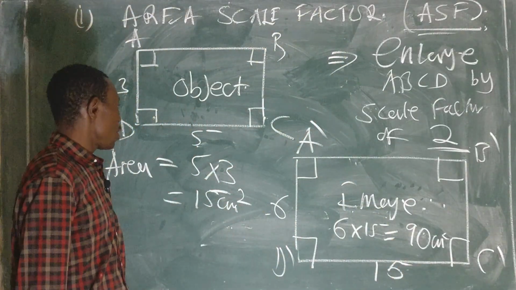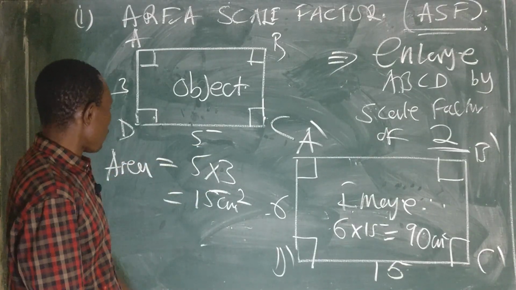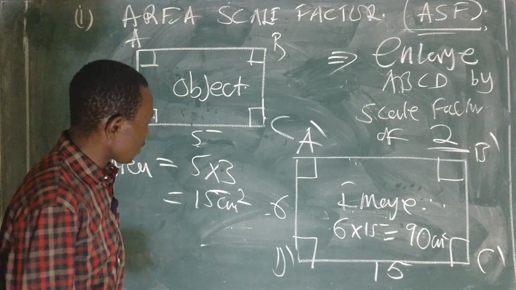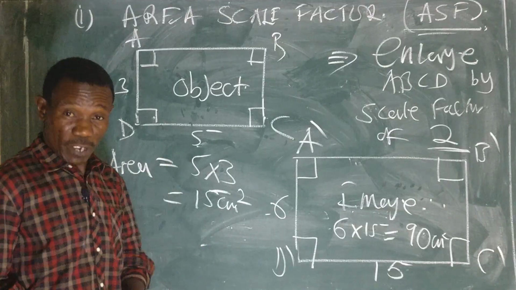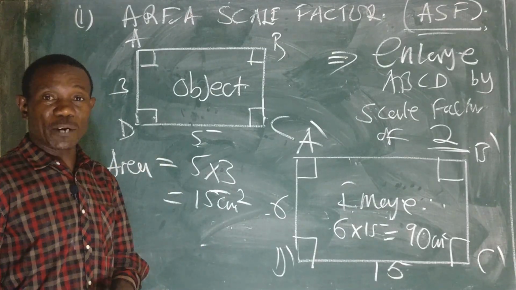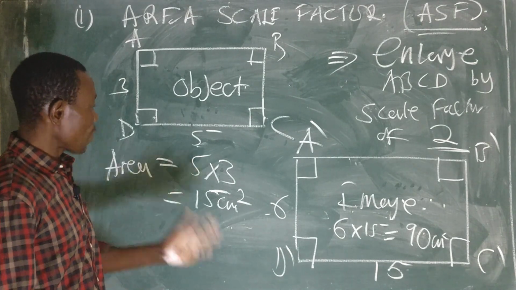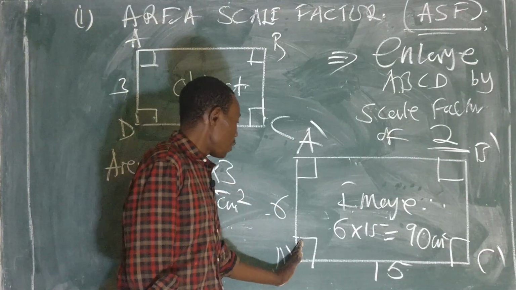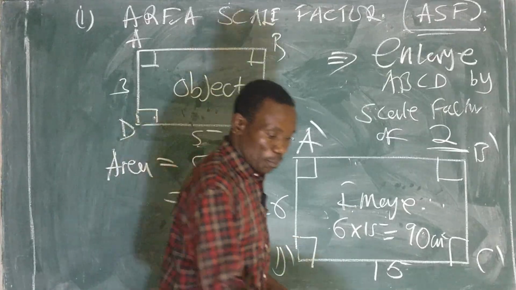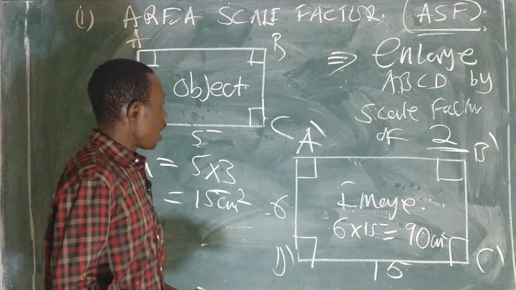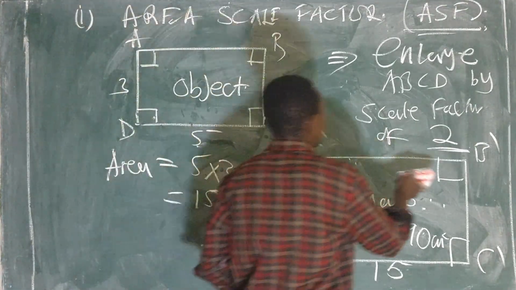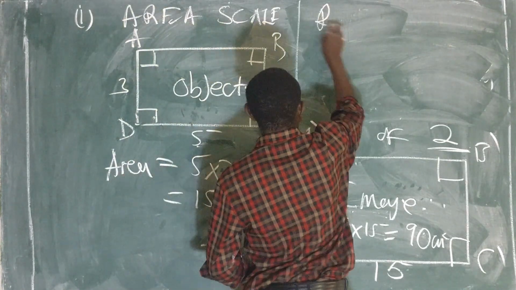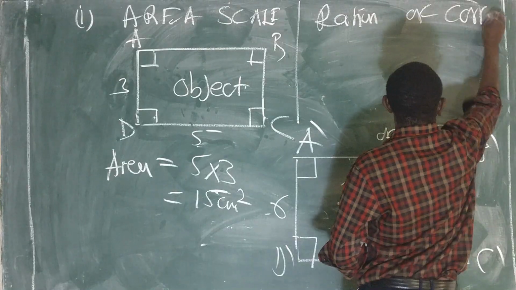But now if I calculate the areas of the 2 figures, we find that the area of the object is 15 square centimeters, and the area of the image is 60 square centimeters. Now, what is it that we would like to do with the 2 figures? What we would like to do now is work out the ratios. First, let us calculate the ratio of the corresponding sides. You know for sure these sides correspond, width to width, and also length to length. Now, talk of the ratio of corresponding sides.